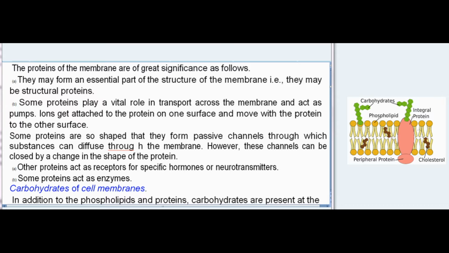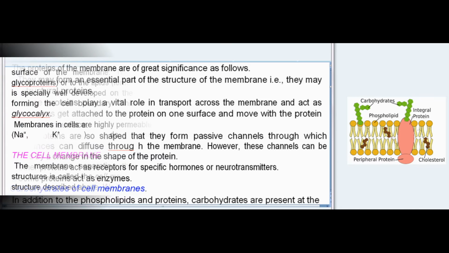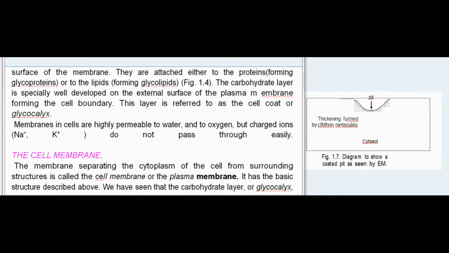Carbohydrates of cell membranes. In addition to the phospholipids and proteins, carbohydrates are present at the surface of the membrane. They are attached either to the proteins, forming glycoproteins, or to the lipids, forming glycolipids, Fig 1.4. The carbohydrate layer is specially well developed on the external surface of the plasma membrane forming the cell boundary. This layer is referred to as the cell coat or glycocalyx.